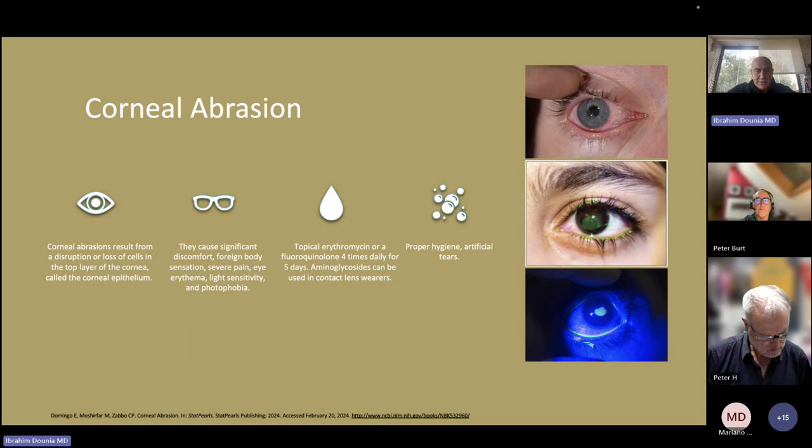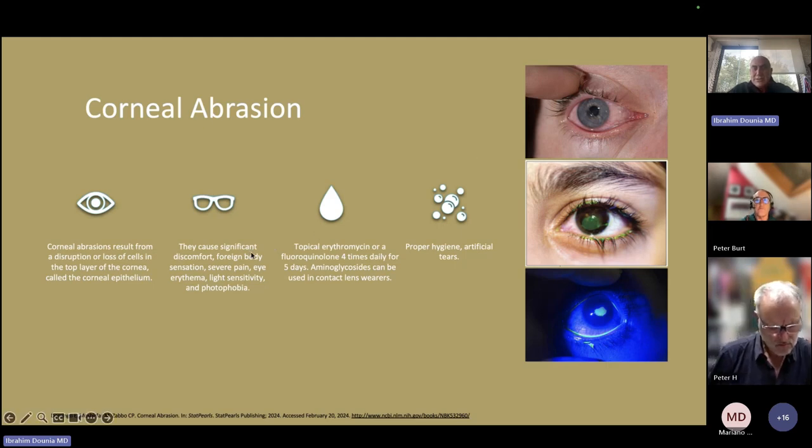Corneal abrasions. It results from the disruption or loss of cells in the top layer of the cornea. This is our cornea. Cornea is made up of 5 layers. The top layer is called epithelium. It's 5 cell layers. The good thing about it, it regenerates in 24 hours. So we don't have to worry.